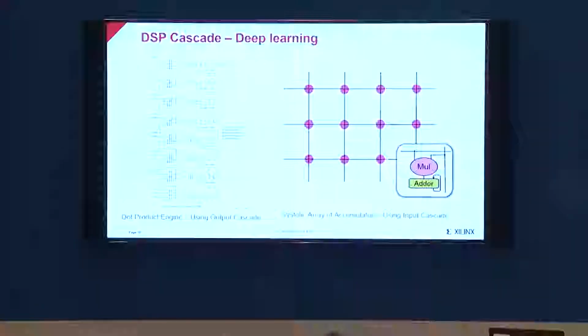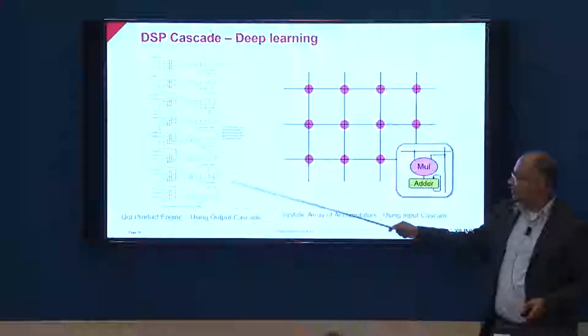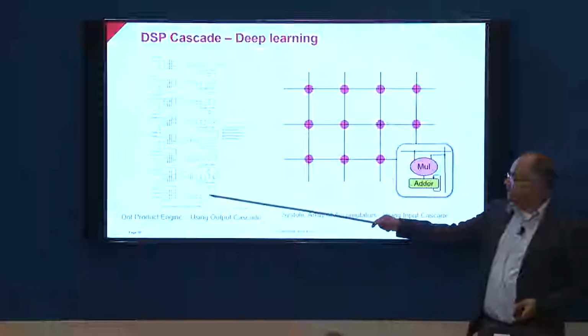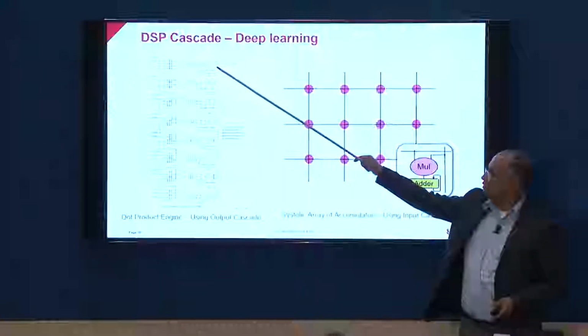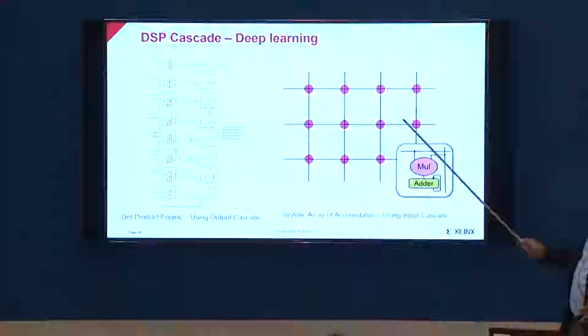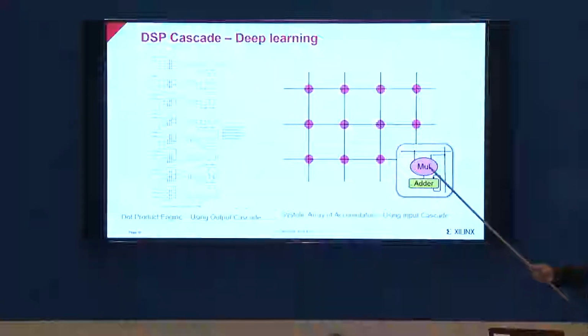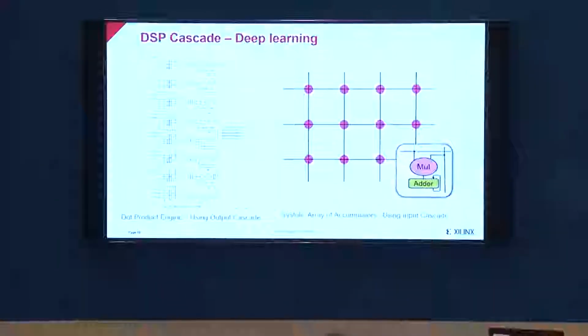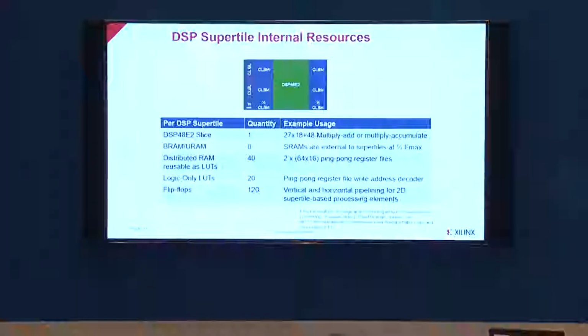Now, this particular DSP block can be cascaded in 2 interesting ways. You can make a big dot product engine using output cascade. There is a dedicated wiring where all of these multiply accumulates can be combined together. Or you could do a 2D array like this, a systolic array of accumulators, where at each cross point you put a DSP. So there you can cascade this DSP on the input side as well as the output side.